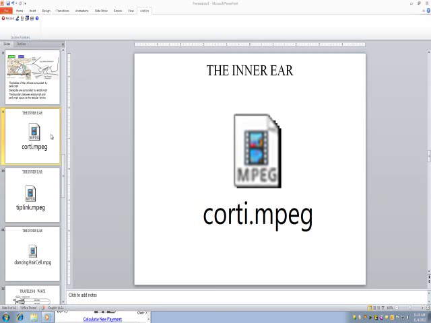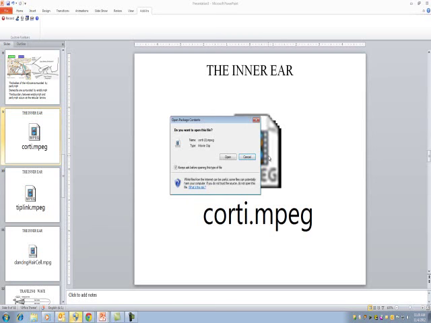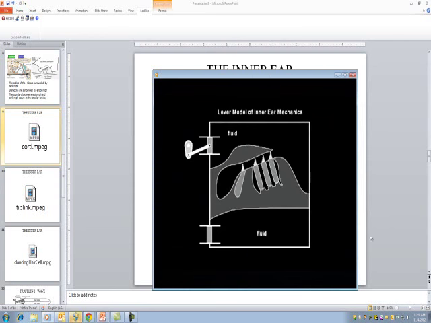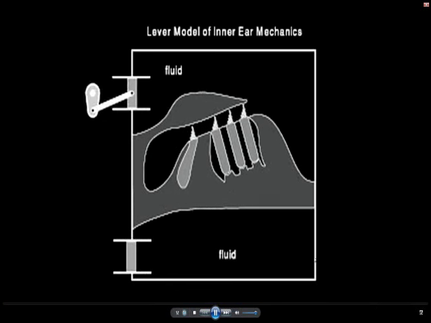So I've got a couple of animations here. You can see one, two, three. Although the dancing hair cell is not an animation, it is actual film footage, video footage. But for the movement of the structures within the organ of Corti, I've got this animation here that I can show you. So let me open this up here, and let's see, where's the full screen? There we go.